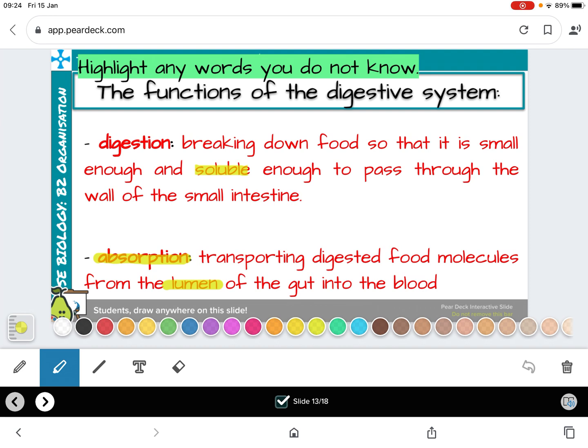This word lumen basically means like the holes. If you think about a blood vessel, it's the hole in the middle. So it's trying to get it from basically the digestive system, the small intestines, into the blood.